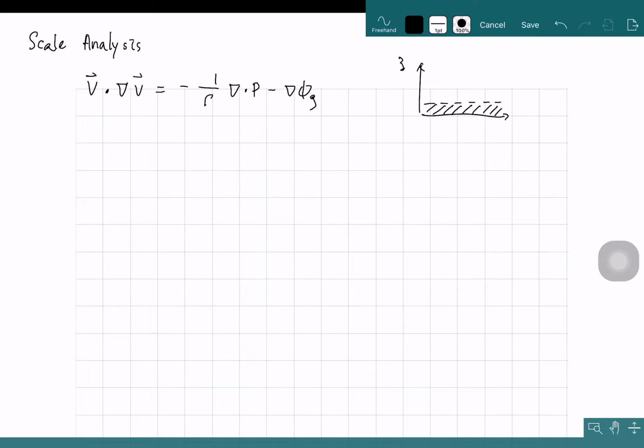Can you see this from the back? Can you see this from the back? Okay.